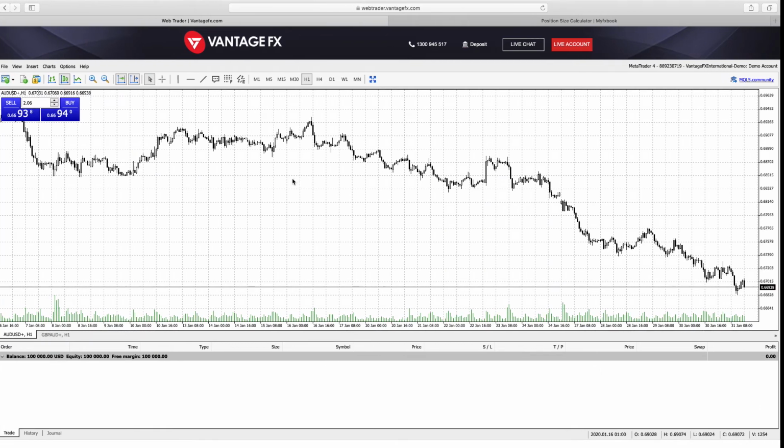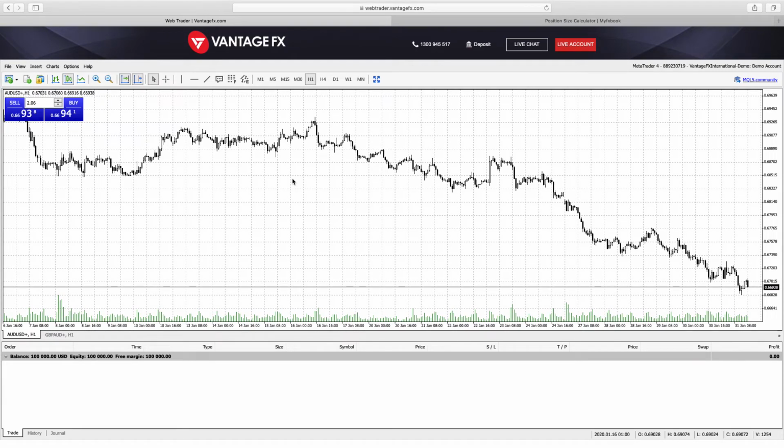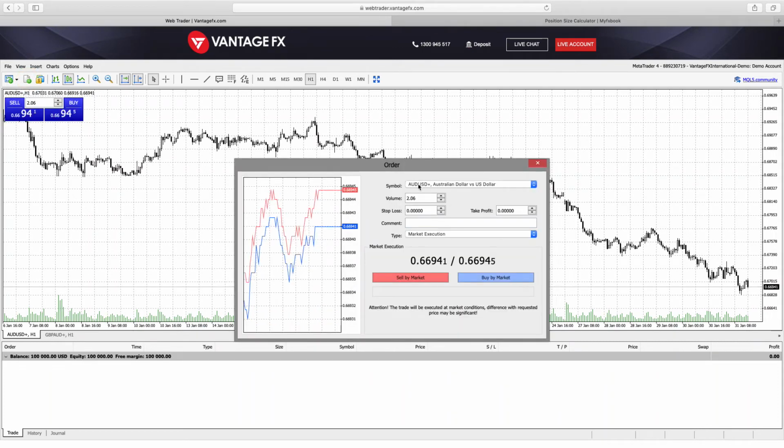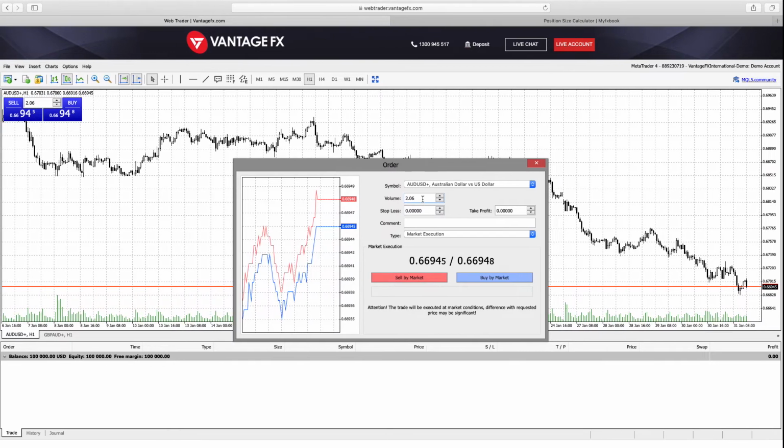So when you first define your risk, then you want to take the trade, AUD USD right here. You go on the top left corner of the screen, and you'll see this paper with the plus, which is labeled new order. You click on it, and you have the symbol, the pair, AUD USD, and the lot, 2.06 in this case.